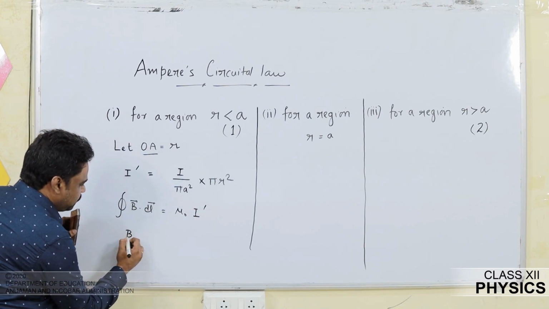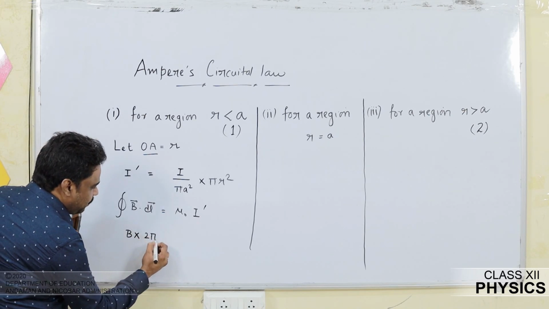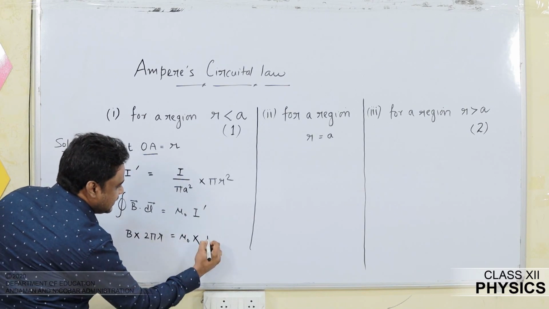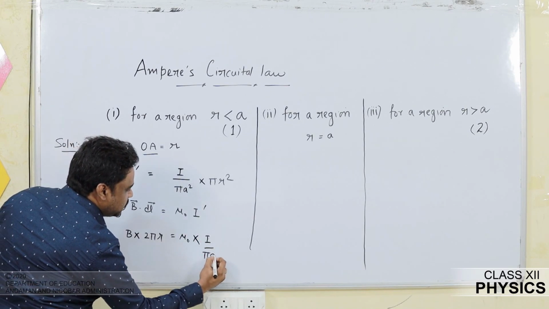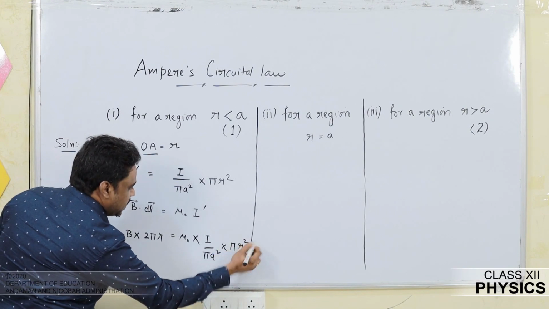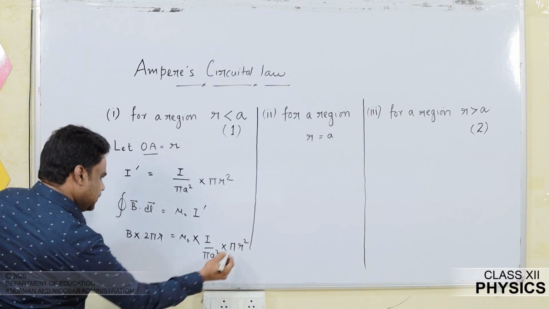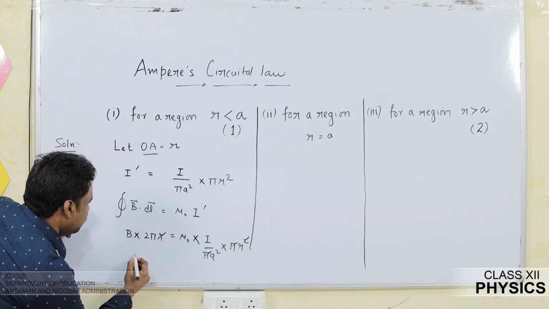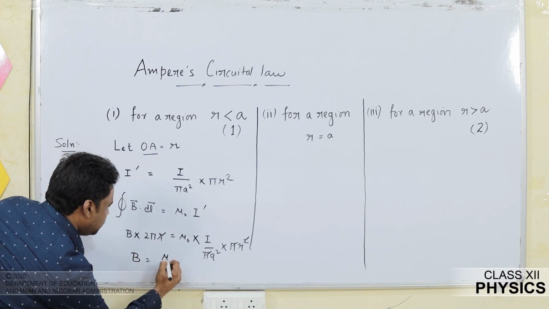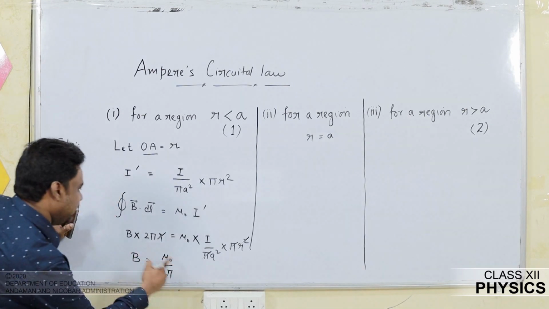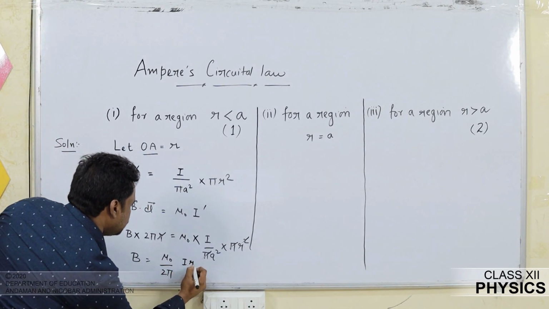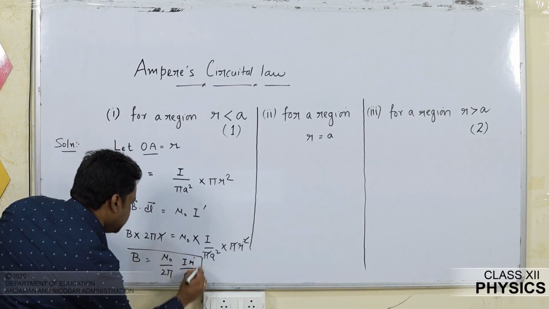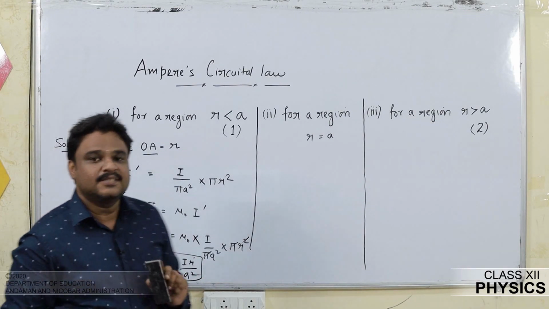Now already we are doing it as B into the region marked as 2 pi r, so circumference is 2 pi r into mu naught. What about I dash? It is I by pi a square into pi r square. What are the things you are able to see? This pi cancels off, you can cancel 1 r. So the value for B is mu naught by 2 pi I r square by r, it will be I r by a square. This is the expression for a region marked as 1.